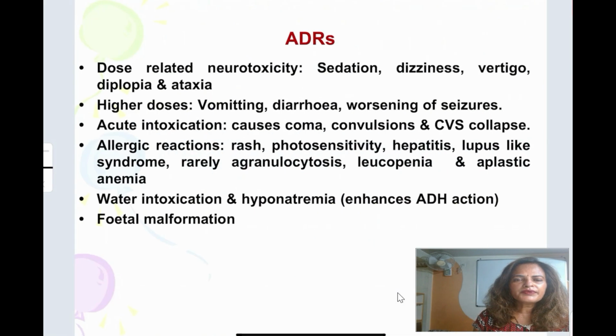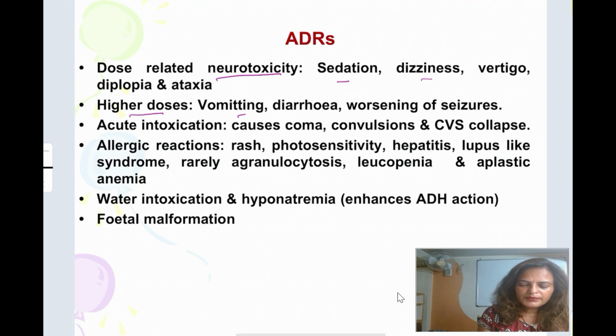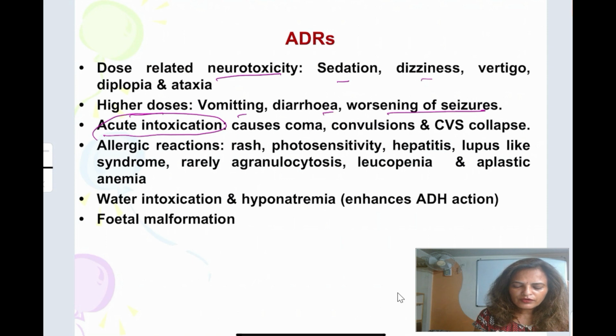Now what are the adverse effects? I told you the adverse effects. Most of the adverse effects are because of the epoxy carbamazepine metabolites, which is not seen with that. So those neurotoxicity like sedation, dizziness, vertigo, diplopia, and ataxia. At higher doses vomiting, diarrhea, worsening of the seizure, and if the patient is acutely intoxicated, the patient can go for coma, convulsion, and cardiovascular collapse can happen. Then allergic reactions like rash, photosensitivity.